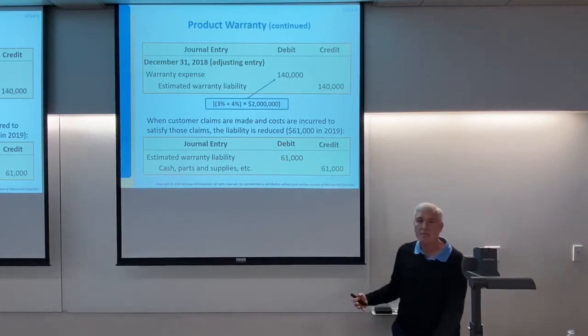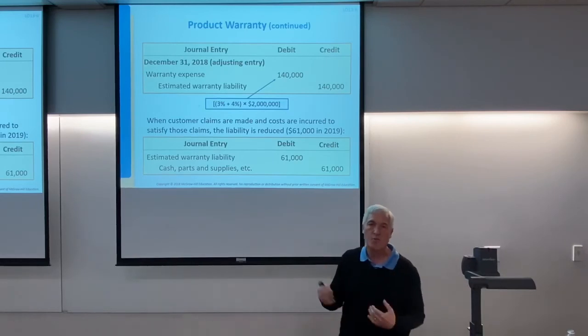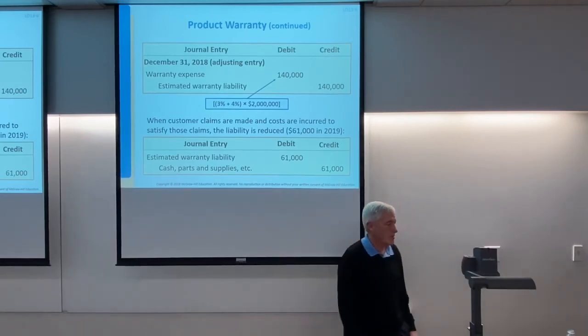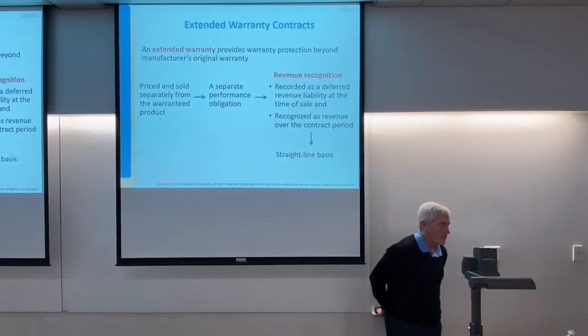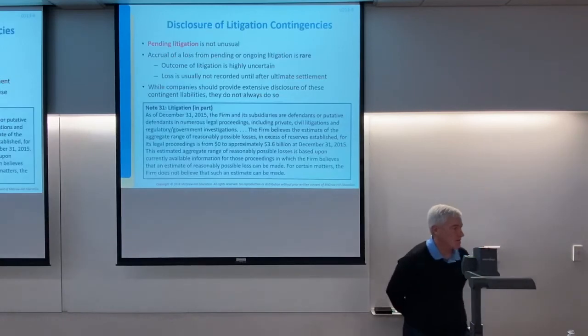Now, over time, these estimates could be wrong, they're judgments, and you may come in and adjust the warranty liability over time, with the offset going to expense. So never perfect. I'm not going to talk about extended warranties.